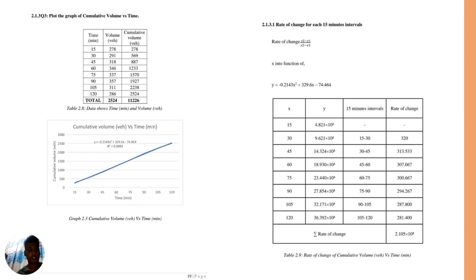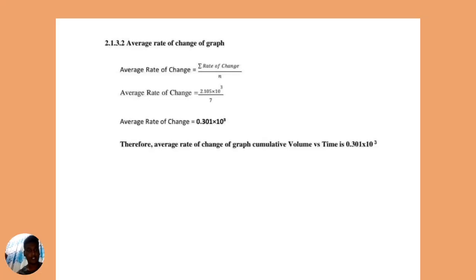So use this cumulative value versus time value, substitute x into the equation, and then you'll get the rate of change. Okay, so average rate of change of graph is rate of change divided by n. How many intervals are there? 7. So divide, then you'll get 0.301 times 10^3. So that's it. This is the relative minimum. That's all from me. Next, we'll go for the next problem.